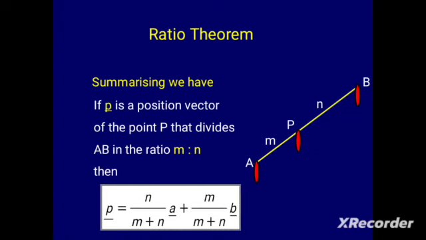vector p, that is the position vector OP. So we have vector p is equal to n over m plus n of vector a, plus m over m plus n of vector b.